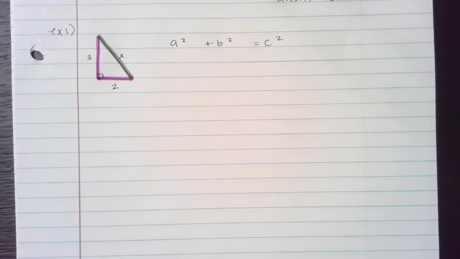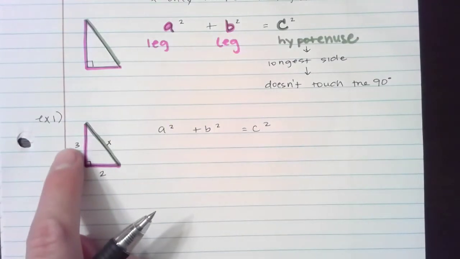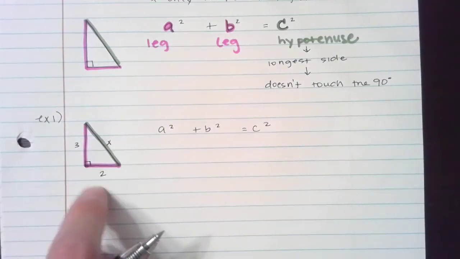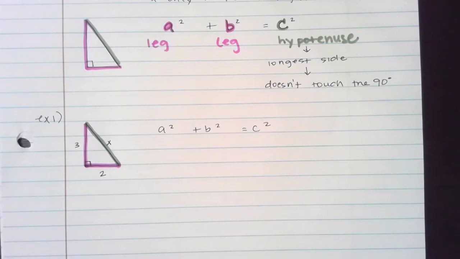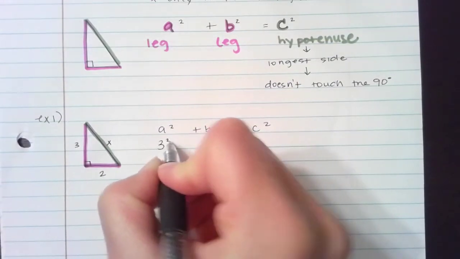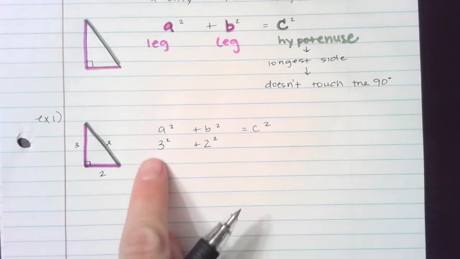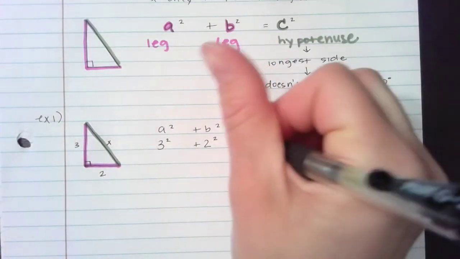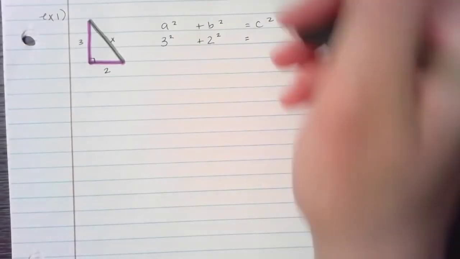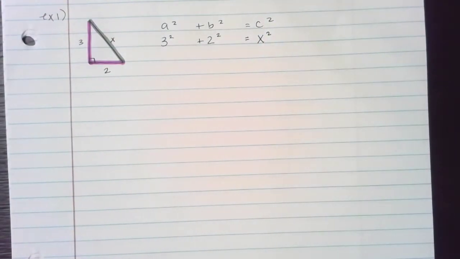And at this point, we know what to plug in where, hopefully, if we pop back up here. So the two legs are a and b. It doesn't matter if it's 3 squared plus 2 squared or 2 squared plus 3 squared, because you can add them in any order. So I'm going to pick 3 to be a, but you could pick 2 to be a and then 3 to be b. It doesn't matter as long as one of them is being used for each. And then c is that hypotenuse, but unfortunately we don't know what the hypotenuse is. So that is our goal, is to find out what x is.